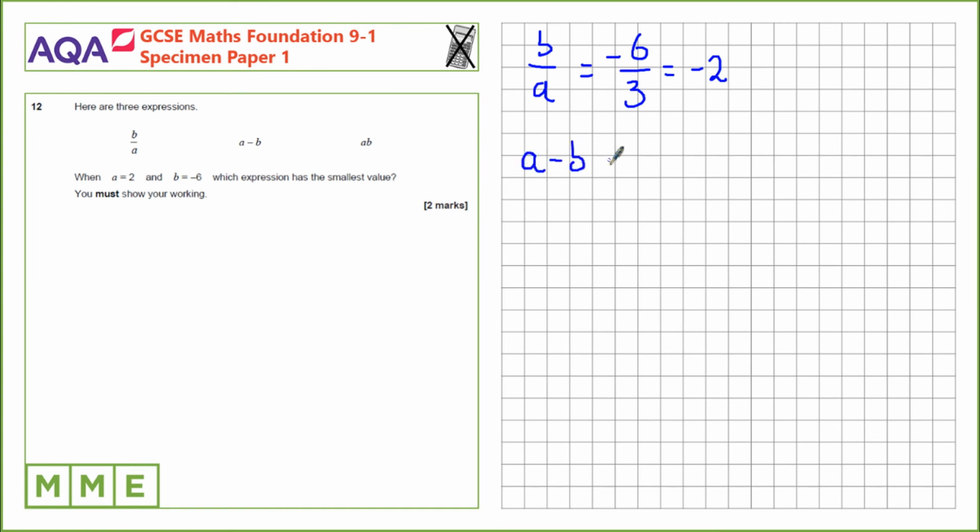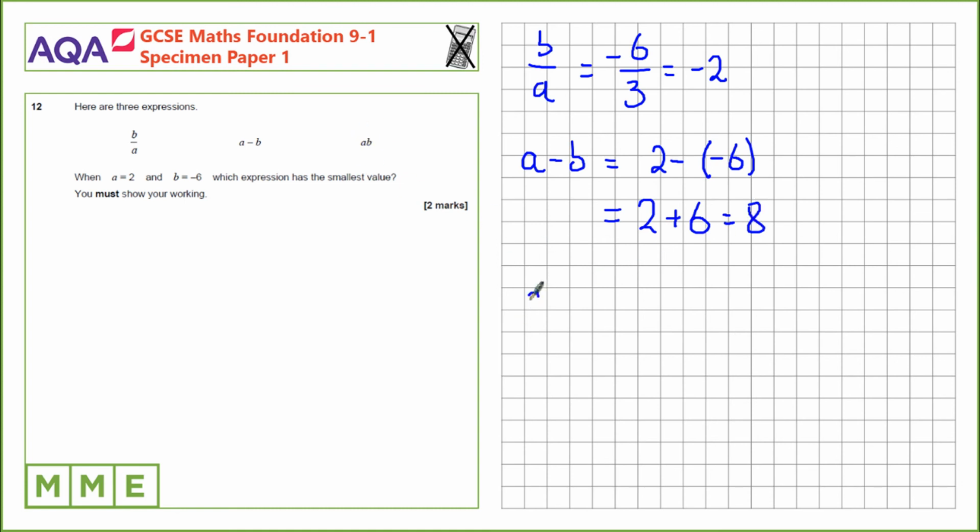For a minus b, we have 2 subtract -6. We need to be careful with our negative signs here. 2 subtract a negative is the same as adding. That's 2 plus 6, which is 8.